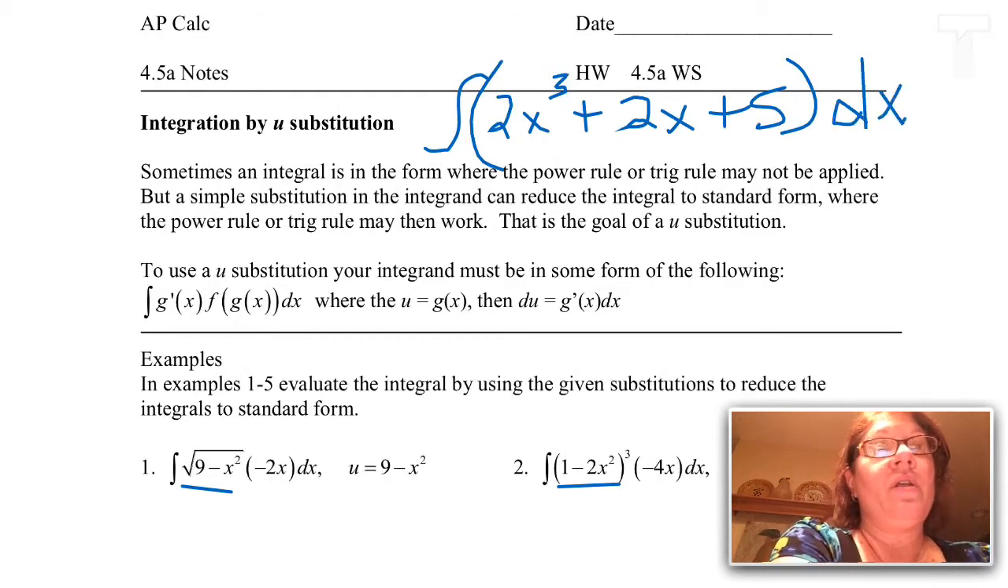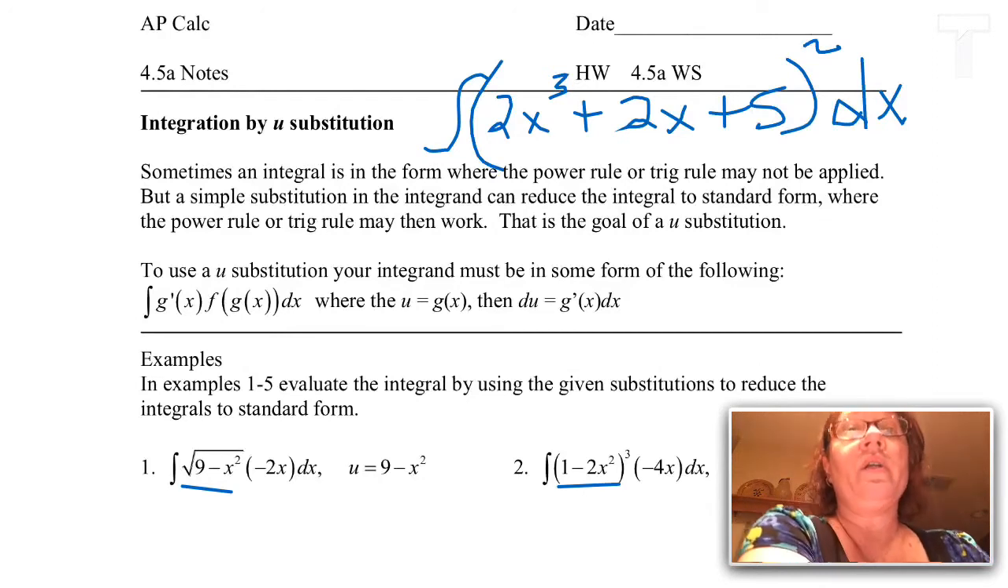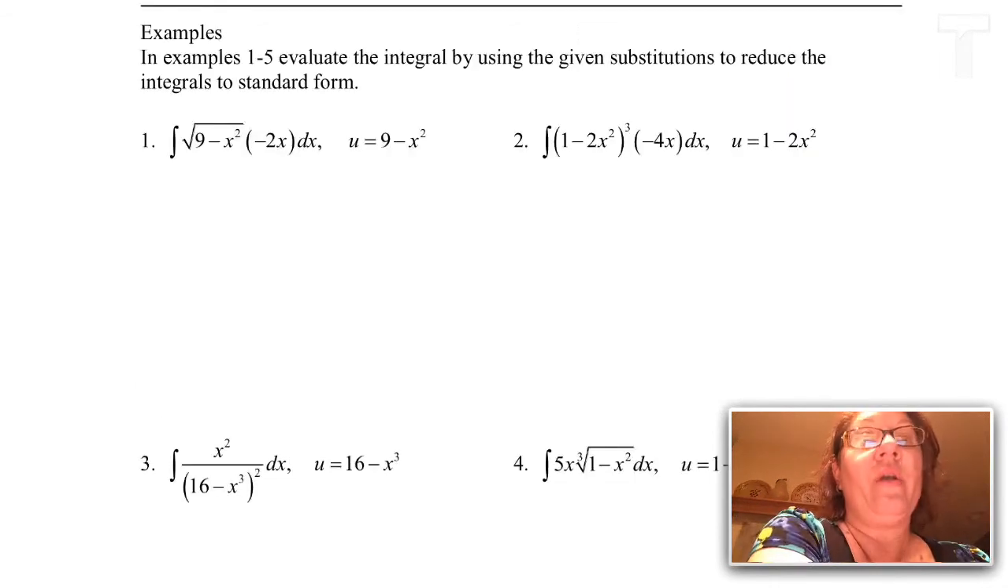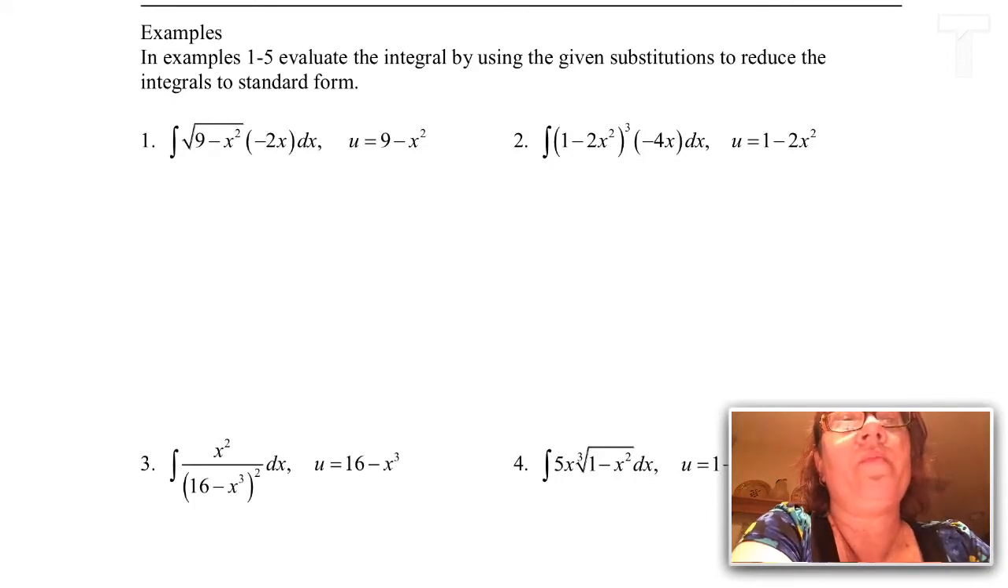But I didn't have anything. The minute I put a square down there, now I'm stuck. So we're going to look at a strategy called u substitution that's going to help simplify this so that we can integrate it. And we're going to jump right into the first example.